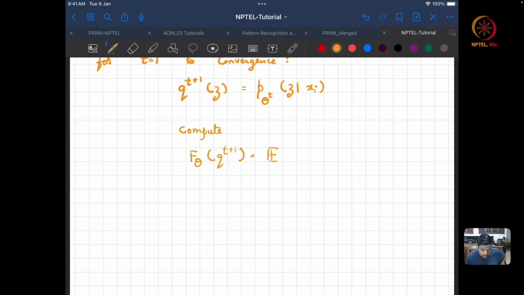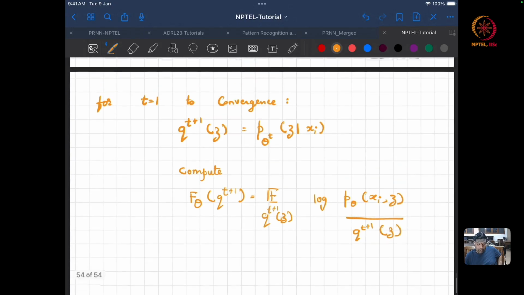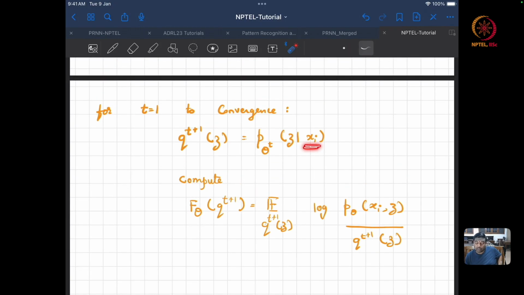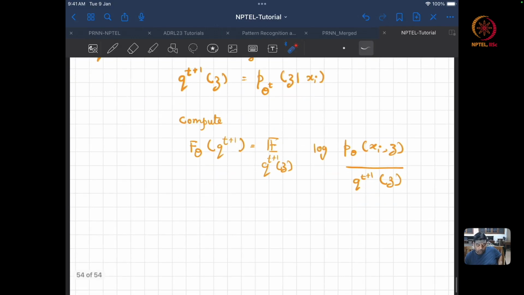And what is this? This is the expectation with respect to q t plus 1 of z, log of p theta of xi comma z divided by q t plus 1 of z. Now please remember that I'm considering only one data point. If you put all of them together, you will have a summation outside running from i equals 1 to n.